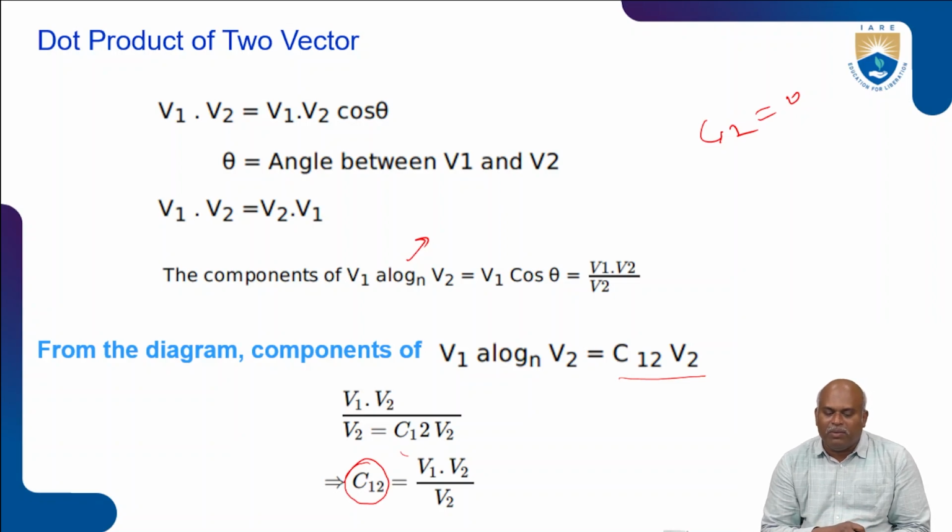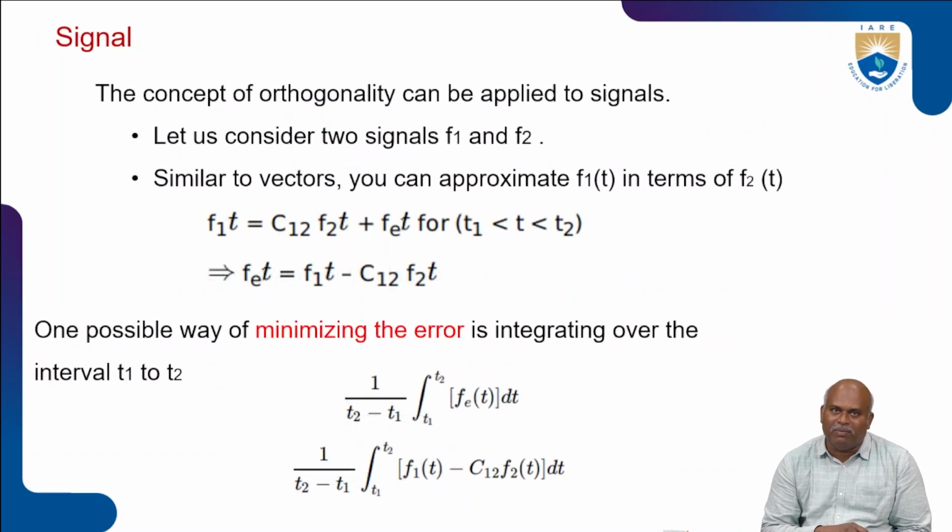Now if we take the dot product, it is going to produce the output as a magnitude coefficient, called C12, and that value is equal to the vector V1 V2 divided by the vector V2. This is represented as a dot product.